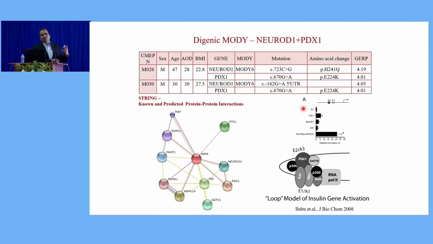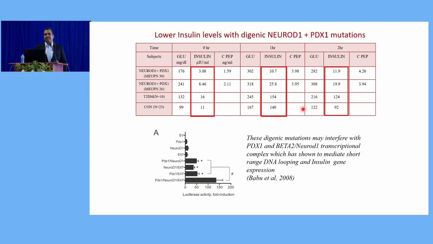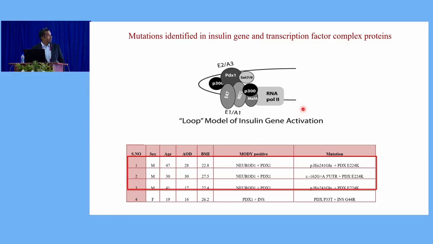Further, through our first set of investigations we found 2 patients who had a NeuroD1 and PDX1 combination. MODY is monogenic, but we found 2 patients with this combination. Interestingly, when we did a STRING analysis, we found that they interact and influence the insulin gene, and the data was there already. If NeuroD1 and PDX1 form a complex, it is required for insulin gene looping and expression. So we said, if that's the case, insulin levels should be much lower in these 2 individuals. We compared them with type 2 and controls, and found the insulin release was much lower. Therefore we said maybe this is digenic, and that's what we published early on.